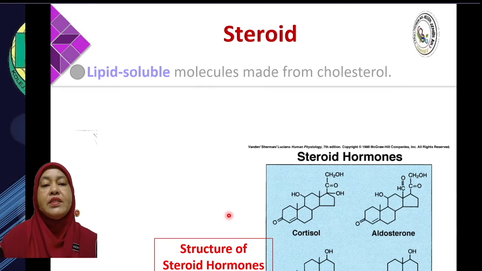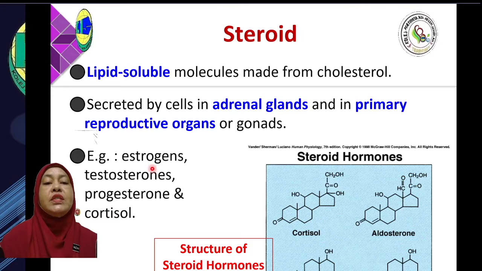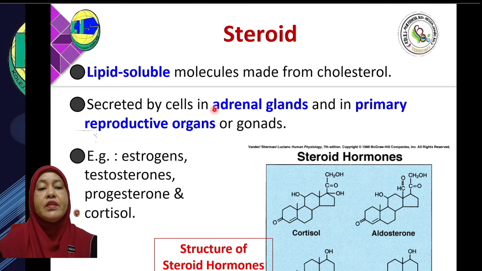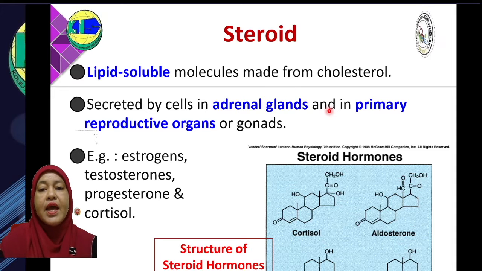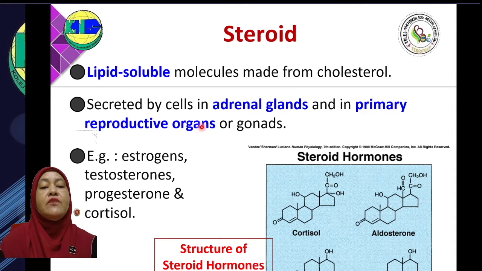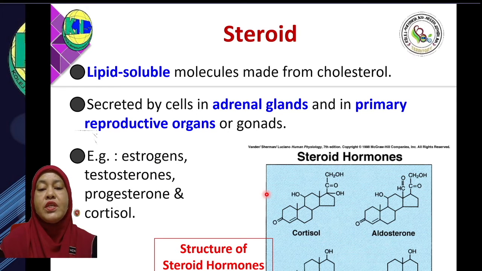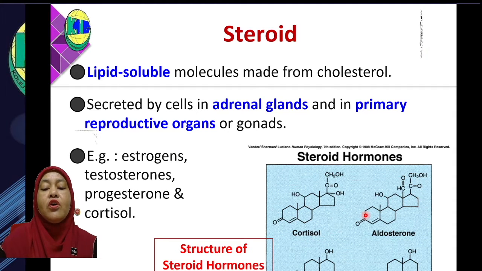The second one is the steroid hormone, a lipid soluble molecule made from cholesterol and secreted by cells in the adrenal glands and in the primary reproductive organs or gonads. Examples of steroid hormones are estrogen, testosterone, progesterone, and cortisol. These are the structures of steroid hormones.